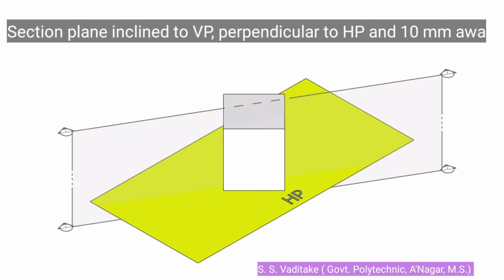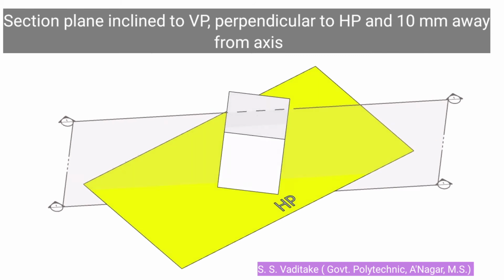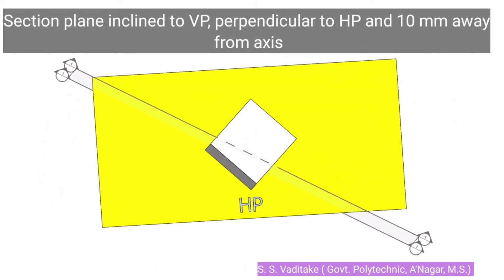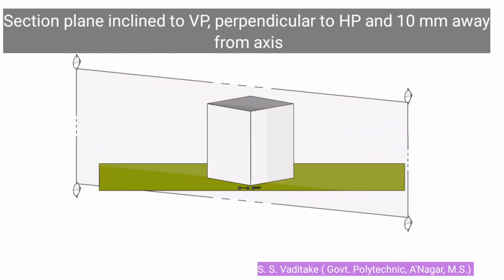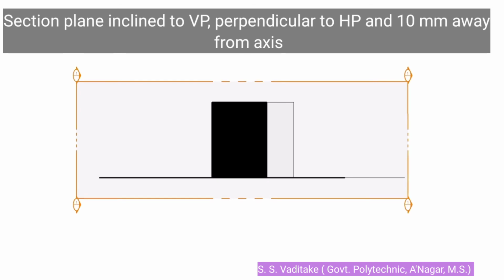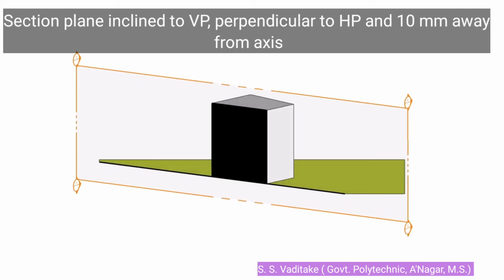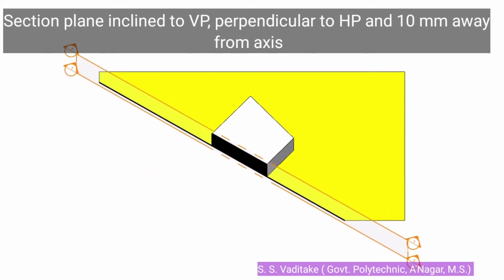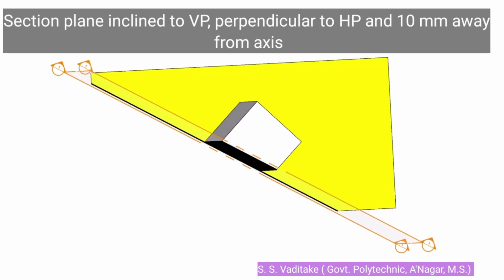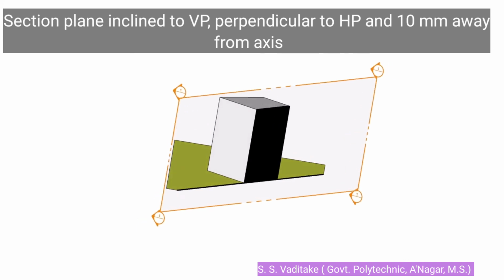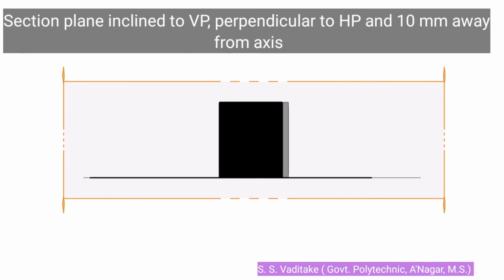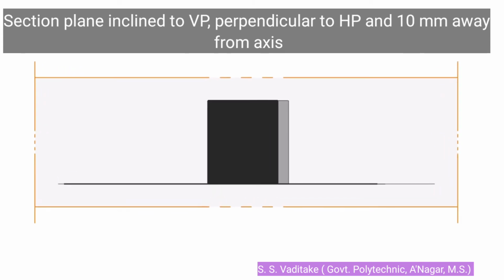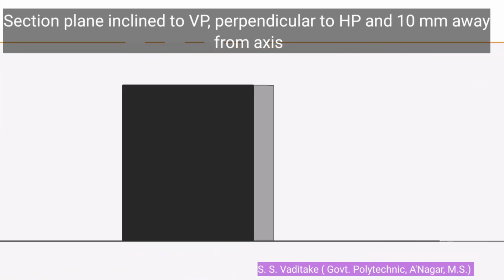Now next case, that is AVP, auxiliary vertical plane, means the section plane is inclined to VP and perpendicular to HP. With the help of given data, locate this cutting plane. Then its sectional front view appears like this one. The position of the section plane in top view. Its left hand side view appears like this one, and its true shape, when we are observing at a right angle to this section plane, appears like this one.